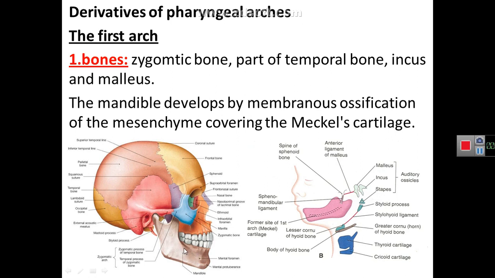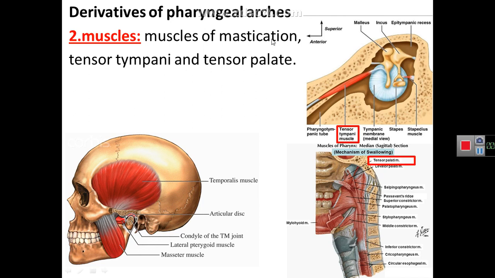So the mandible is also derived from the first arch, but it is different from other bones of the first arch as it is formed by membranous ossification of the mesenchyme around the Meckel's cartilage, which is the cartilage of the mandible. These are the bones from the first arch. Muscles derived from the mesoderm of the first arch include, number one, the muscles of mastication, which are temporalis, masseter, and the medial and lateral pterygoid muscles. These muscles of mastication move the mandible during chewing.